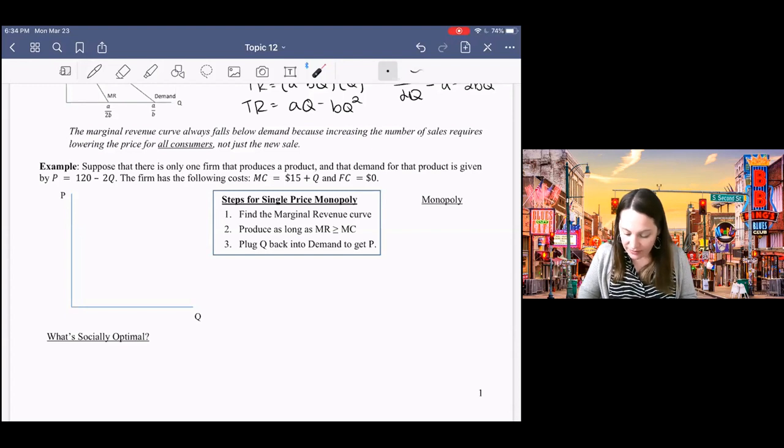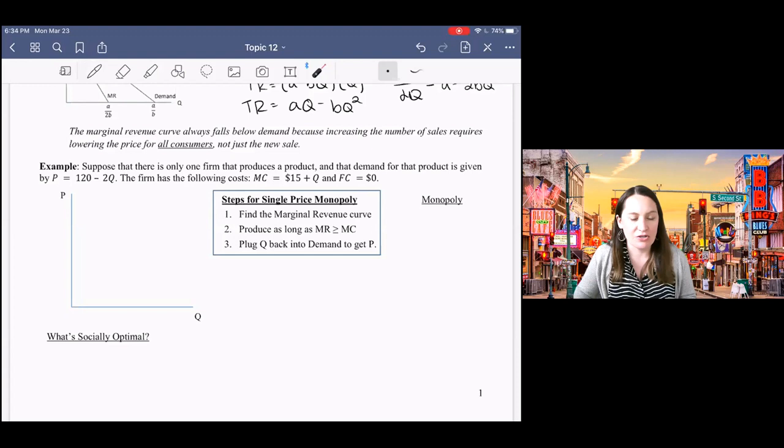So here we have a problem. We have one firm in the market, a monopoly, right? And we have demand: P equals 120 minus 2Q. And then we've got a marginal cost equation and no fixed costs, okay? So only marginal costs in this example.